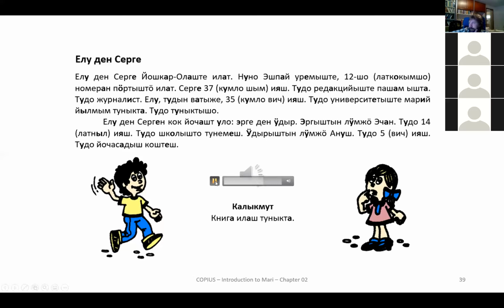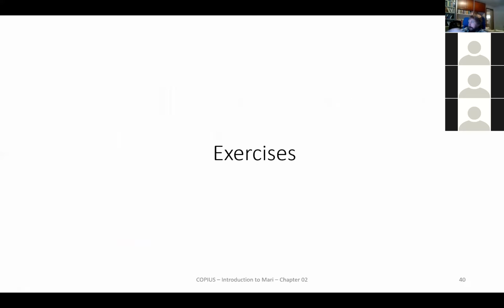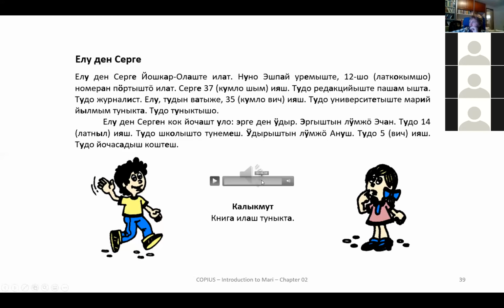Тудо латныл ияш. Gopal? He is 14 years old. Mm-hmm. Тудо школышто тунемеш. Kelvin? He goes to school. He literally learns at school. Exactly.